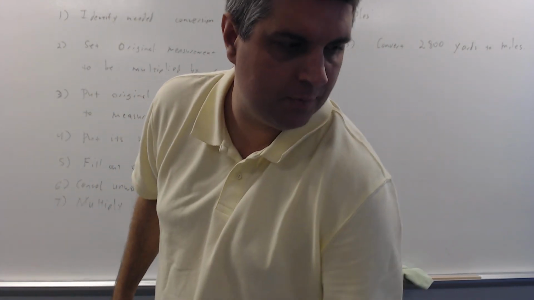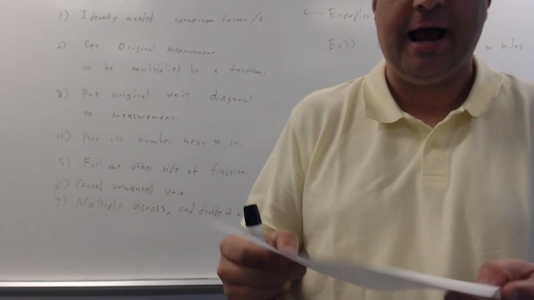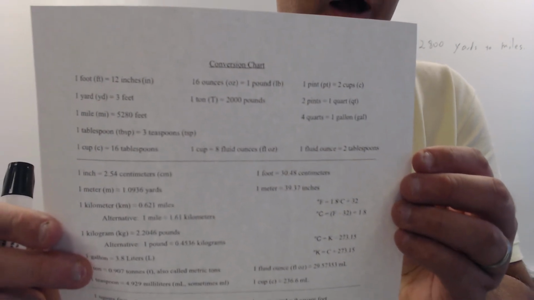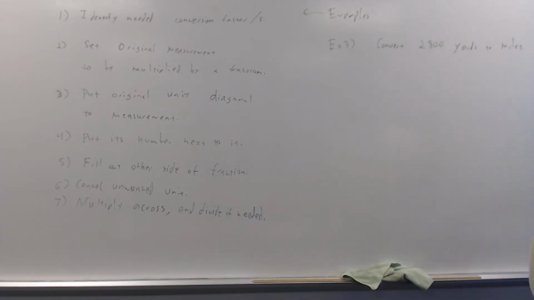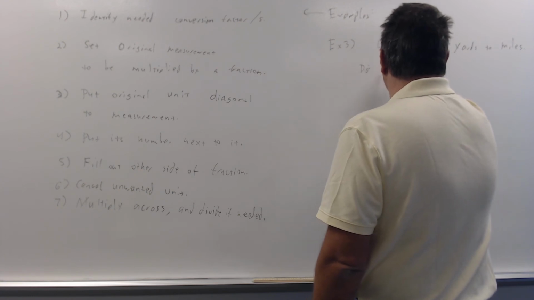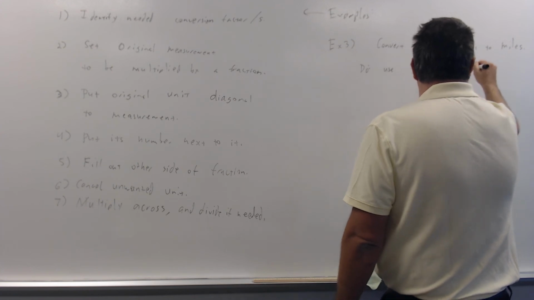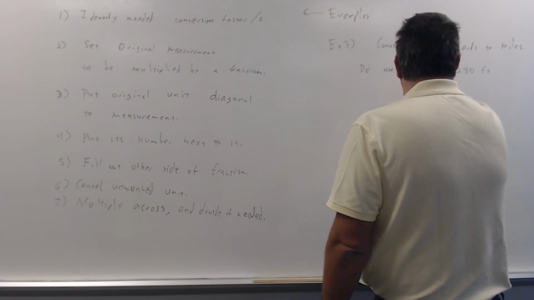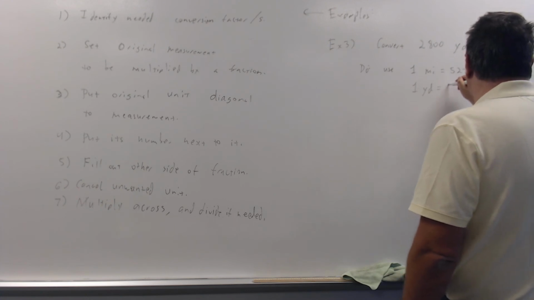Now, I know for a fact that I don't have a conversion that goes direct from yards to miles or miles to yards. So here's what I'm going to have to do. Use 1 mile equals 5,280 feet and 1 yard equals 3 feet.